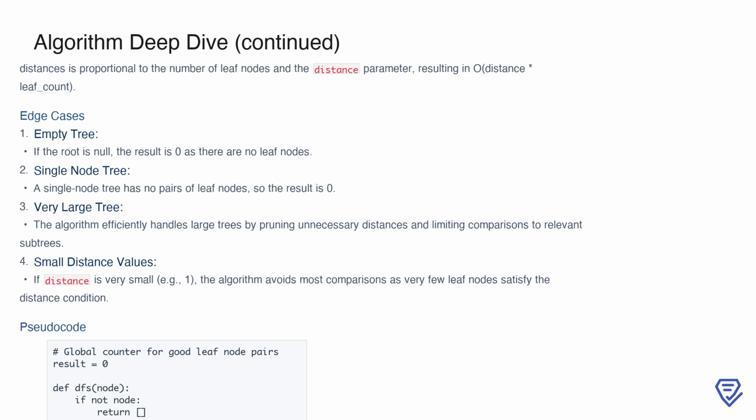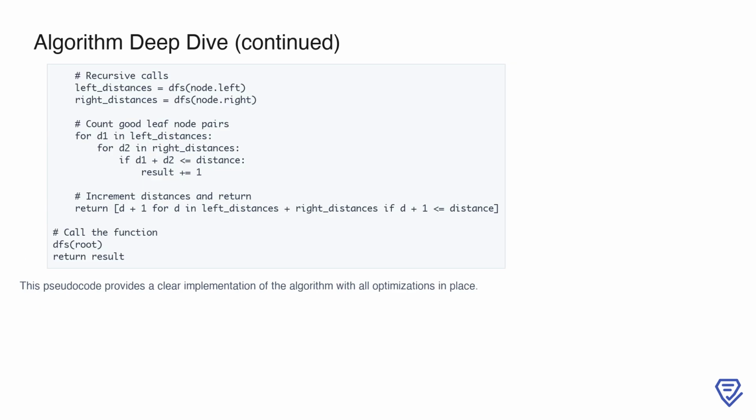Finally, the pseudocode outlines the implementation, starting with a global counter initialized to 0 and a recursive function DFS that processes each node to compute distances and count good pairs. The pseudocode begins with a base case where, if the node is null, we return an empty list. For leaf nodes, we return a list containing a single distance of 1. Next, we make recursive calls to process the left and right children of the current node, collecting their respective distances.